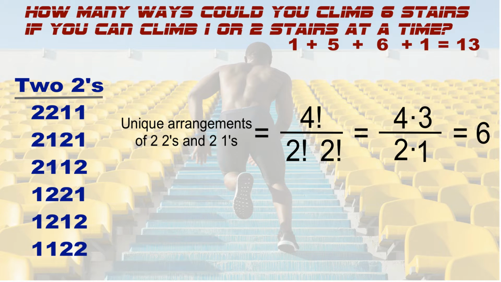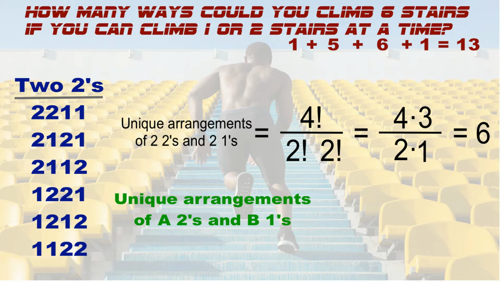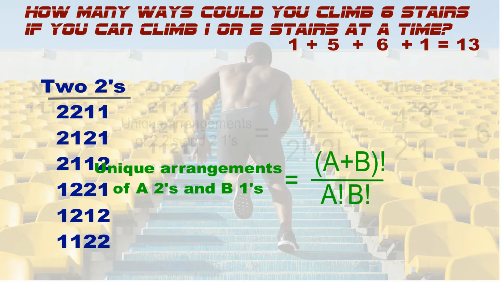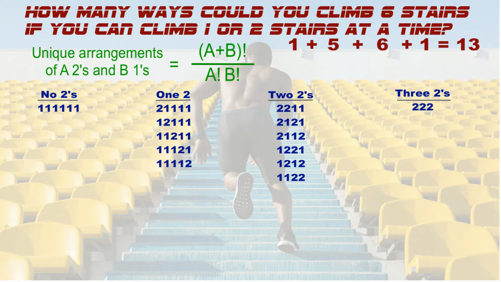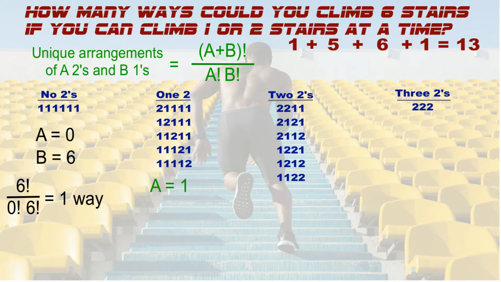Or more generally, if we want to know how many different ways we can arrange A 2s and B 1s, it would just be A plus B factorial divided by A factorial times B factorial. So even without enumerating our lists, we'd know that if there were 0 2s, then all 6 digits would be 1s, so A would be 0 and B would be 6, and we'd calculate just one way to arrange these digits. If there is 1 2, there'd be 5 digits, so 4 1s. A equals 1, B equals 4.